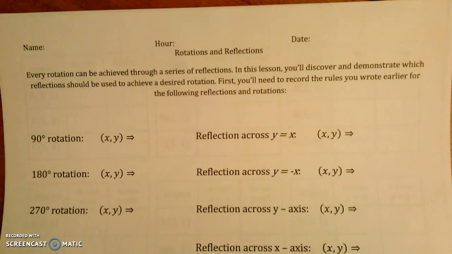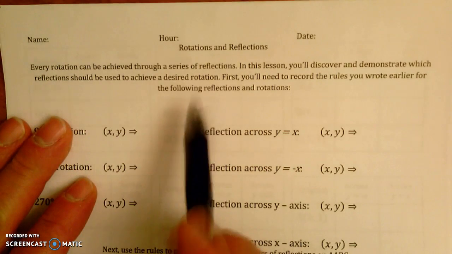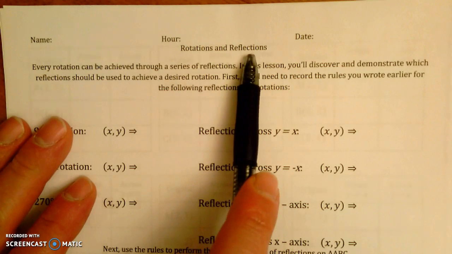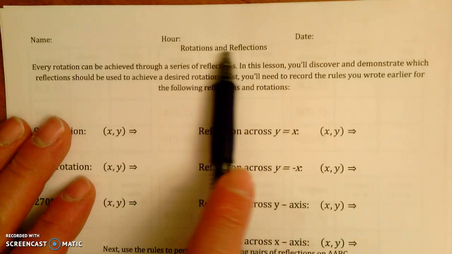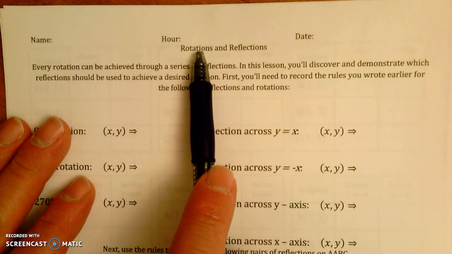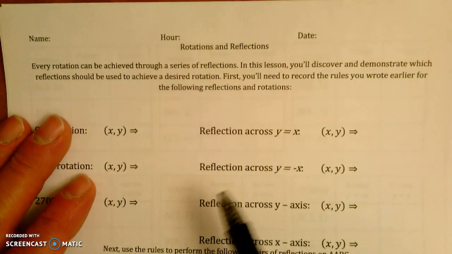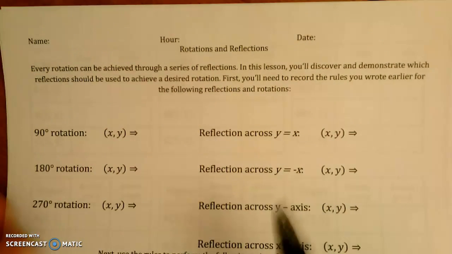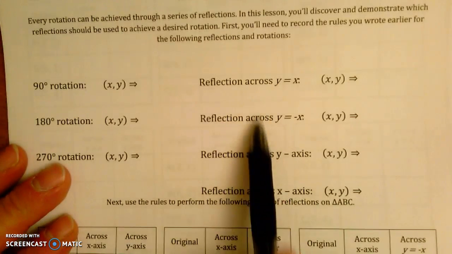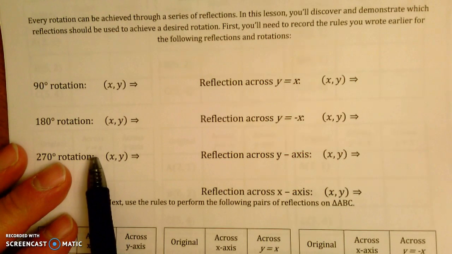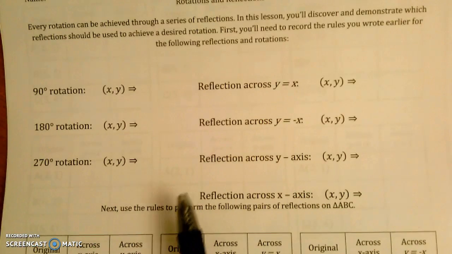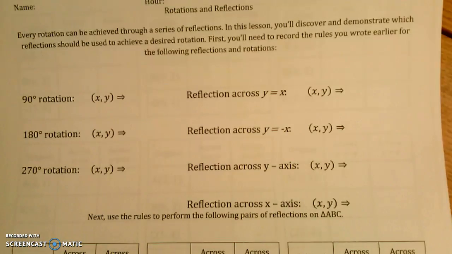Alright, so in a couple of previous videos, we've looked at rotations and we looked at reflections separately. Now we're going to look at rotations and reflections together, and specifically how two reflections can produce a rotation. So here's specifically what your goal is: to figure out which reflections can be used in pairs to produce each of these rotations.